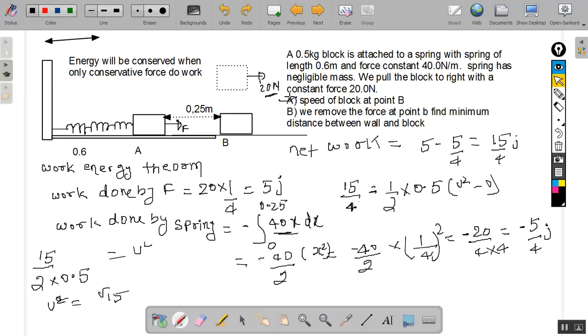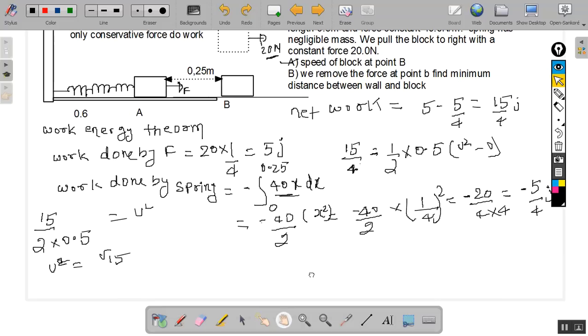Okay guys, now at this point what happened is that you have removed this force F. So now there is only one force present here, which is the spring force. When you remove this force F, only one force is present, and that force is a conservative force. So at that instant of time, and after that, energy is going to be conserved. So let us write down conservation of energy.